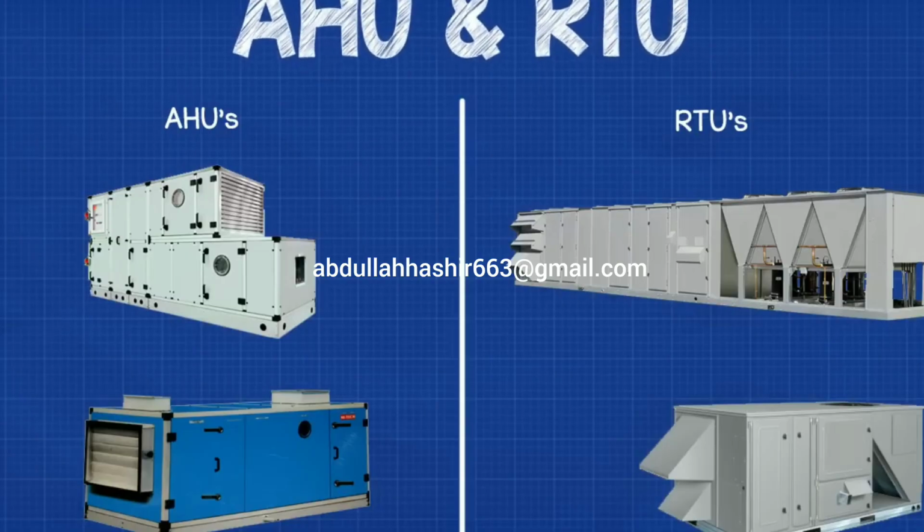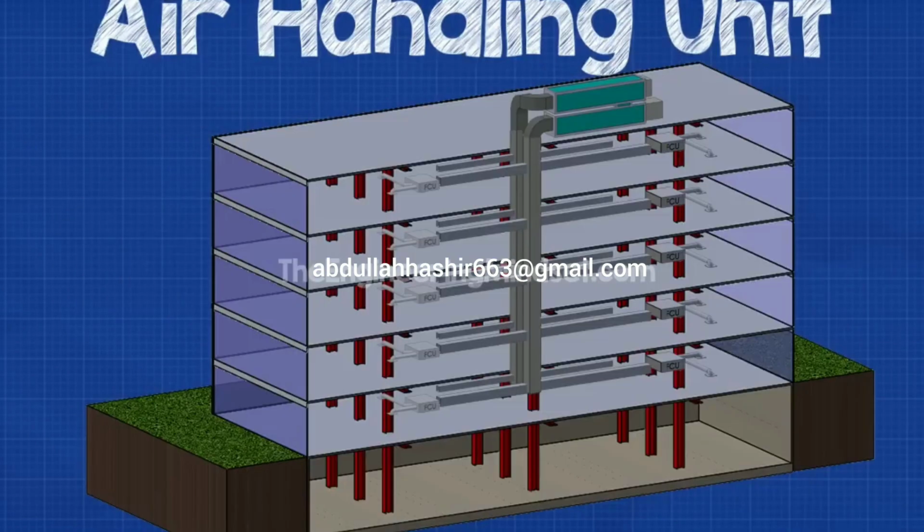The main difference between these two is how the air is heated or cooled, and we'll look at each of these to learn the basics of how they work in just a moment. Air handling units are also referred to as AHUs for short.